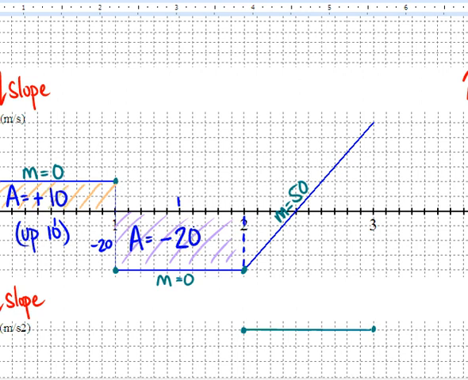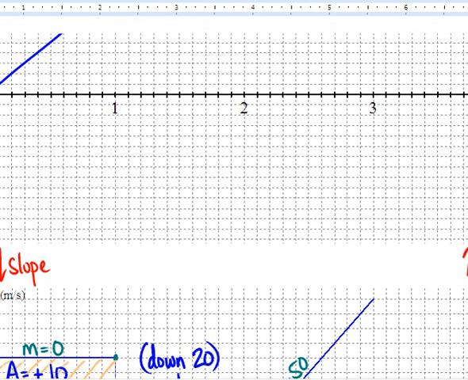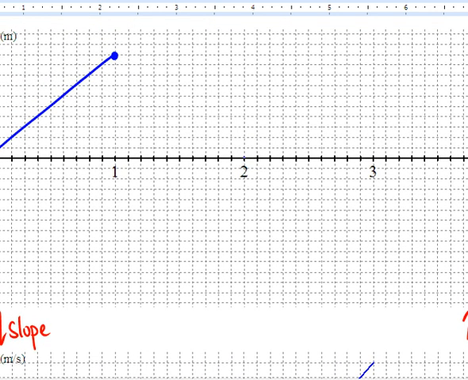This is where some students will go, Mr. Heinrich, you screwed up the position time graph. I can't go to negative 20. It's not even on there according to your scale. Well, remember that doesn't mean go to negative 20. That means from wherever we left off last, you're going to go down 20 meters in the next 1 second. So we were sitting at 10 meters, so that means by 2 seconds, put a little mark for myself, we need to drop all the way down to negative 10.